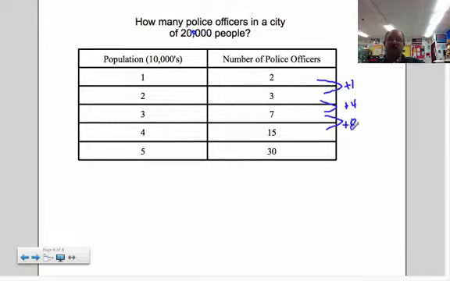+1, +4, +8. Oh, well, we've got some sort of almost doubling thing going on, right? So let's come up with an approximation. We know it doesn't appear to be linear, so let's see if it's some sort of exponential.